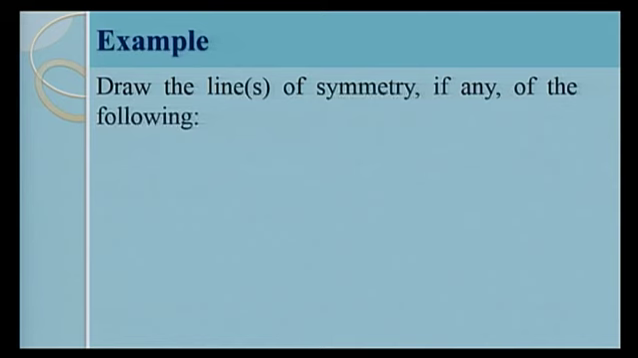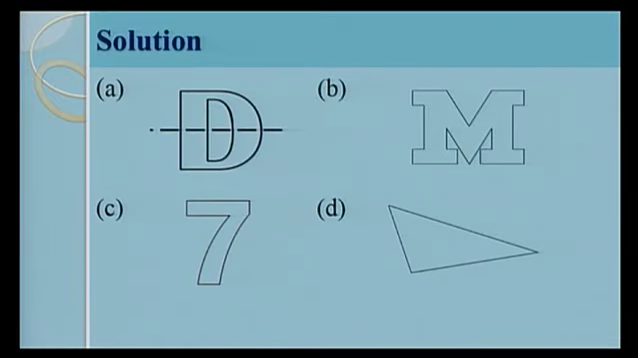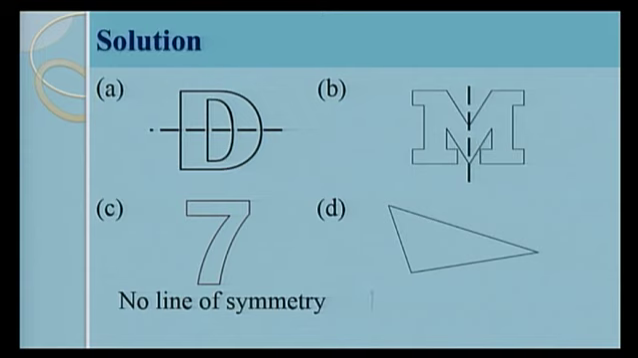We move on. Now draw the line of symmetry, if any, in the given figures. The first one is the capital D. You've got the capital D, the capital M, the number 7, and a scalene triangle. For the D, that's a horizontal line of symmetry. For the M, that will be a vertical line of symmetry. For the number 7, you can't see any, so that will be no line of symmetry. And for the scalene triangle, no line of symmetry.